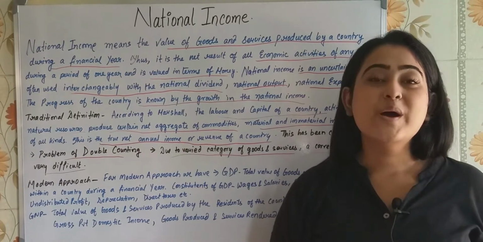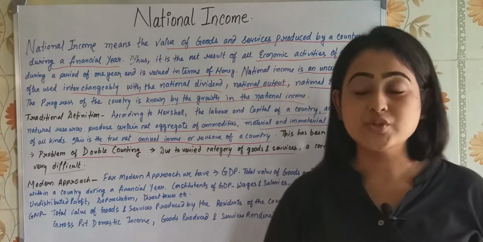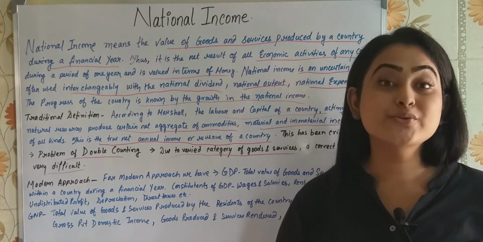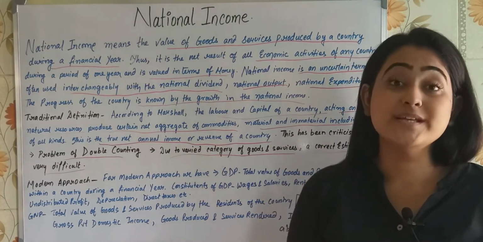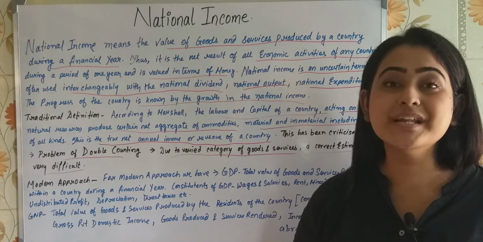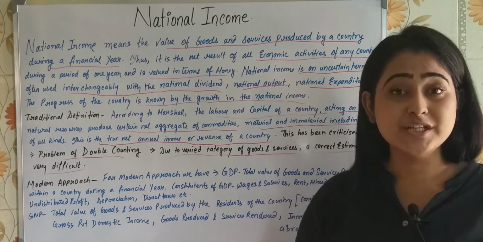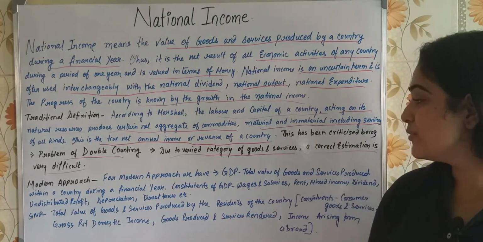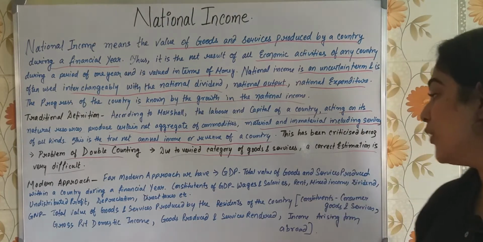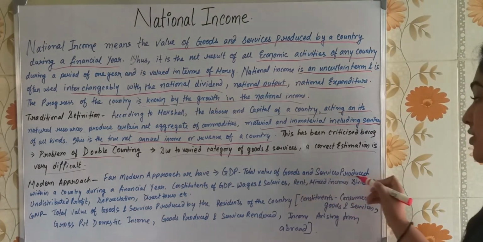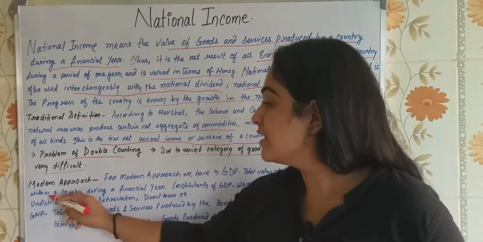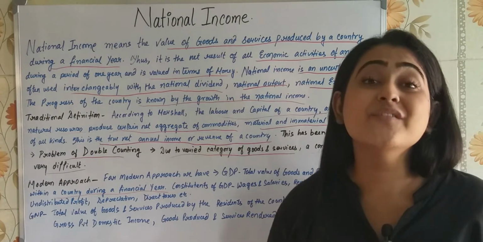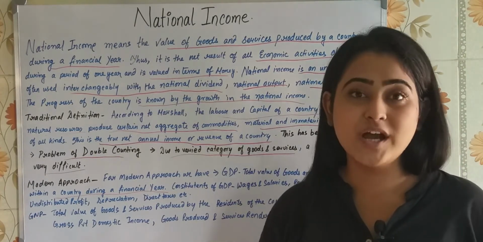Now, let us discuss the modern approach. As per the modern approach, we are going to discuss two important aspects by which we can calculate the national income. The first one is the GDP and the second one is the GNP. What is GDP? The gross domestic product is the total value of goods and services produced within a country during a financial year, within the domestic territory of the country.